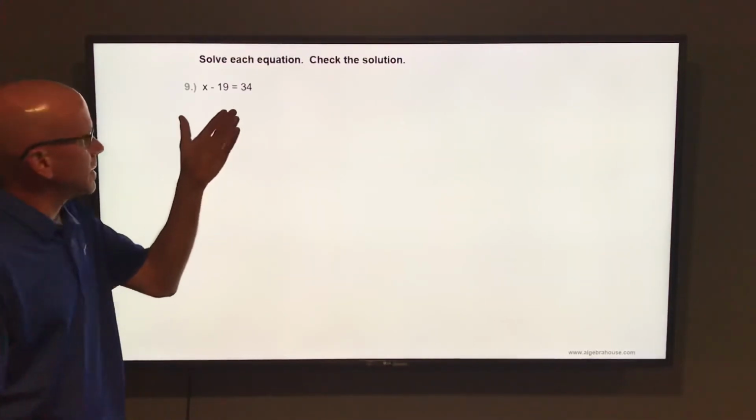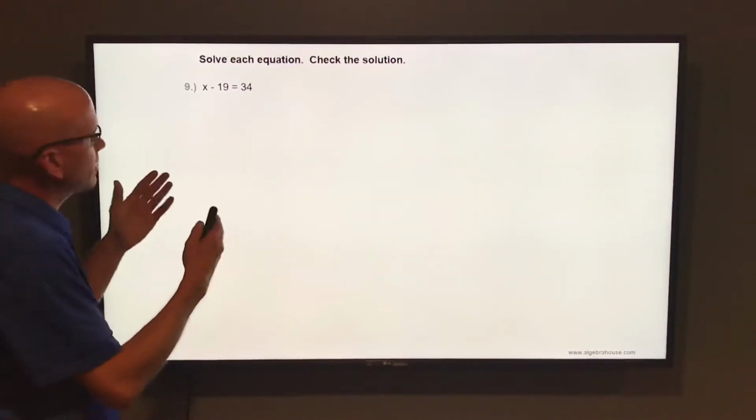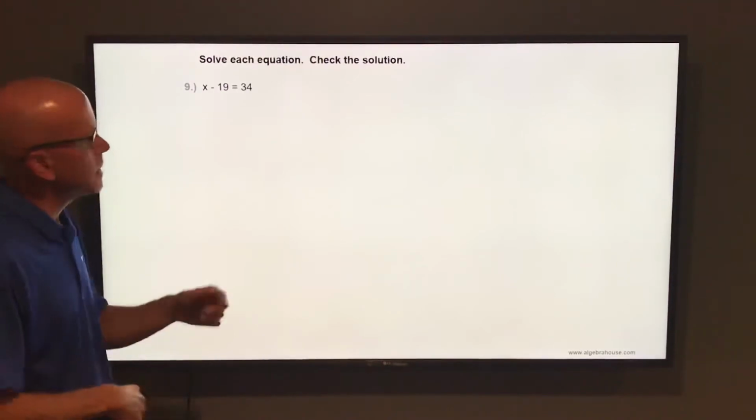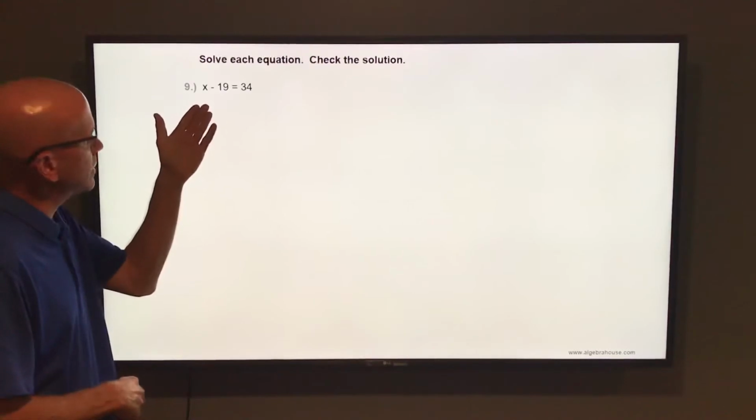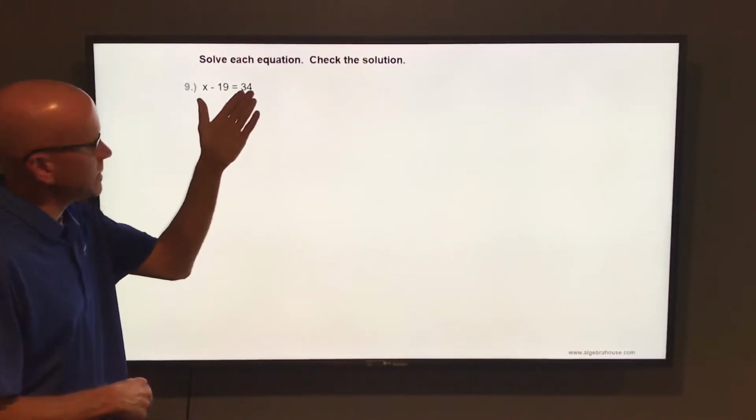We're going to solve this equation, x minus 19 equals 34. We're going to solve this for x. We're going to find the value of x. To do that, you have to isolate the variable, isolate the x, get the x by itself. And to do that, you have to move the 19 to the other side.